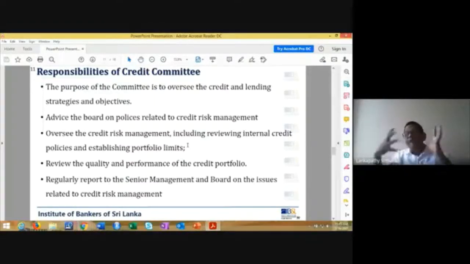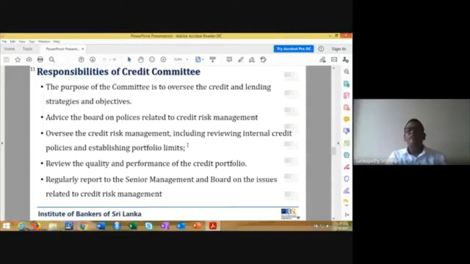The branch can have a leasing portfolio of this much, an individual loan portfolio of this much, a corporate portfolio of this much. The branch level and the bank as an overall have portfolio limits. This credit committee is deciding those portfolio limits, and reviewing the quality and performance of the credit portfolio.